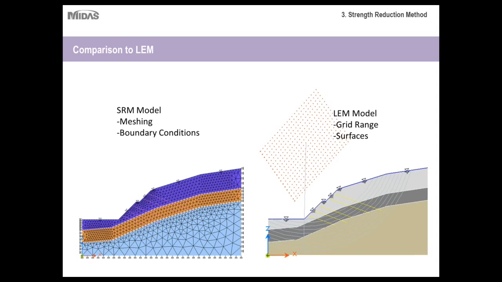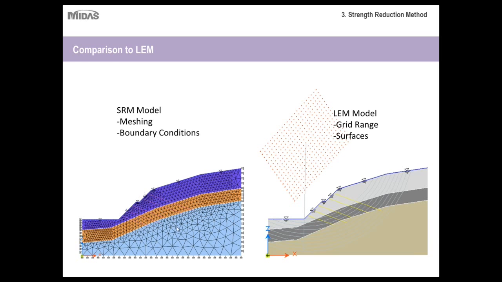Okay, and then here is the comparison of two different models. To the left here is your strength reduction model. As you can see, as I said earlier, as you get closer to the slope, or just the area of the slope, the elements are much smaller or much finer, because you'd want the analysis to be more detailed along this area, so you can get your deformations and your failures.